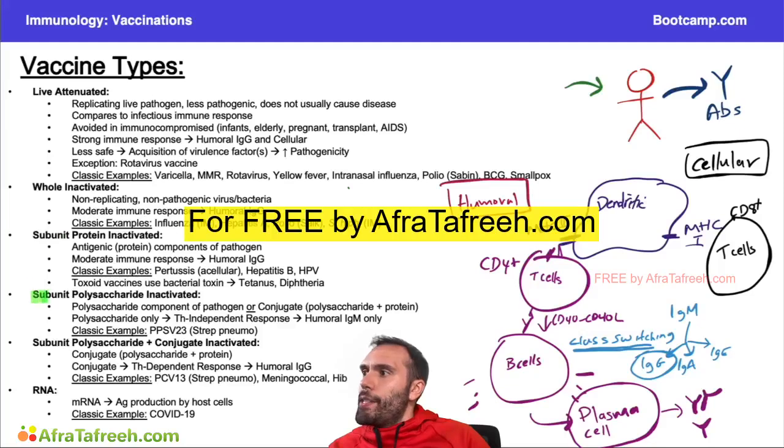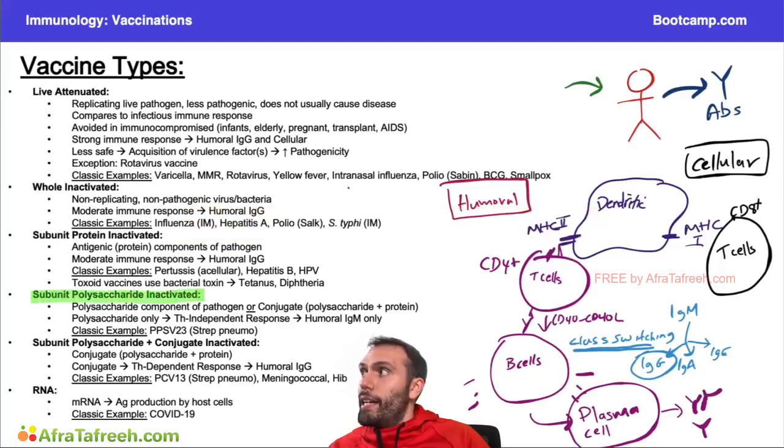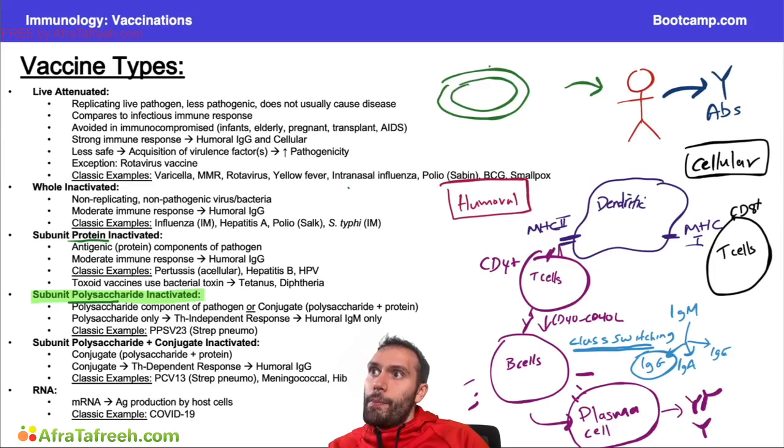Let's start talking about the subunit polysaccharide inactivated vaccines. How does this polysaccharide differ from the protein variant? Well, to answer that question, let's start with a bacteria here. So we're just going to take some bacteria, and maybe this bacteria has a capsule. All right, and let's just say that this is a polysaccharide capsule.